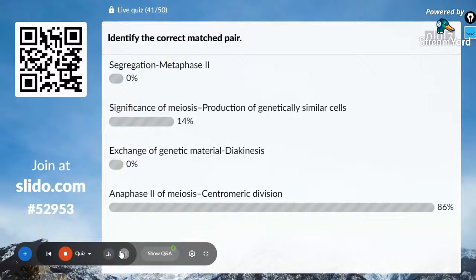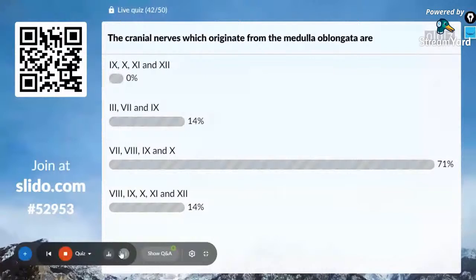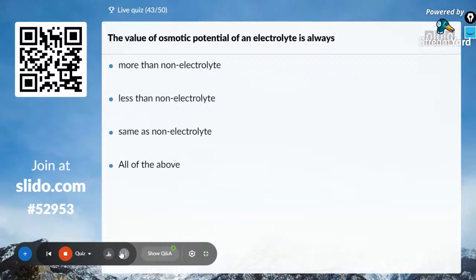Yes, the correct answer, anaphase 2 of meiosis, centromeric division. Next question. The cranial nerves which originate from the medulla oblongata are 8, 9, 10, 11, and 12. The value of osmotic potential of an electrolyte is always.